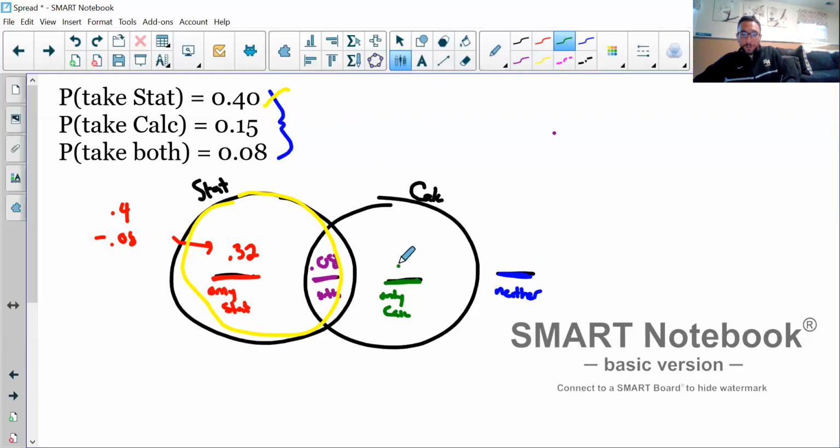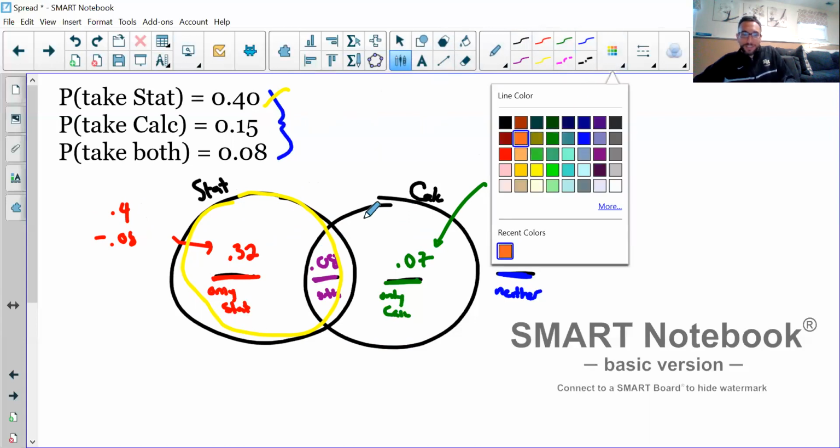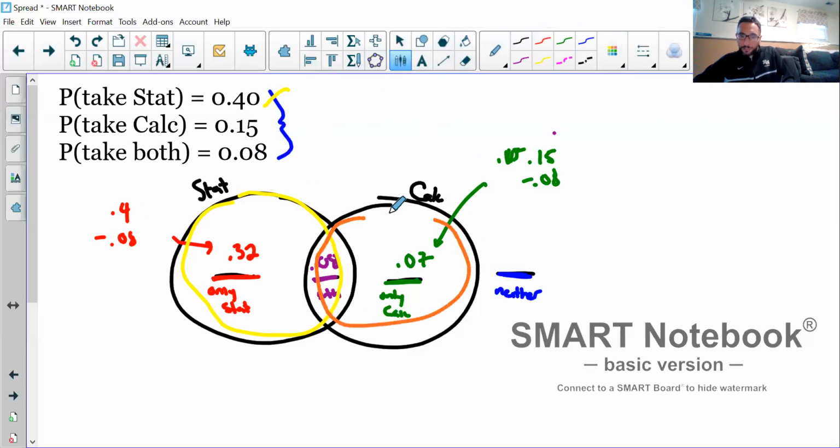And then over here, this is going to be 0.07. We have to subtract off that 0.08 from the 0.15, right? That's already included. So 0.15 minus 0.08 gives us that 0.07. And now inside my orange calc circle, I have a total of 15%, right? 8 and 7, which matches this.